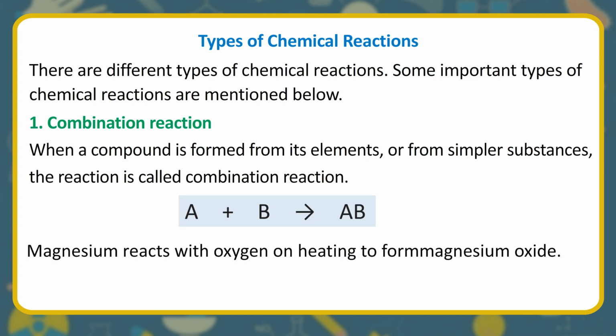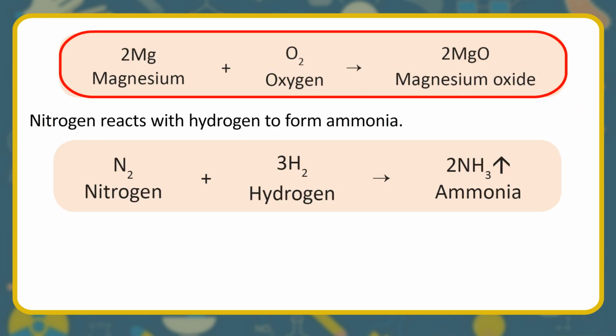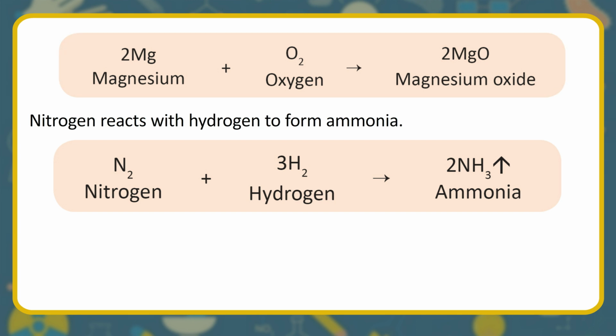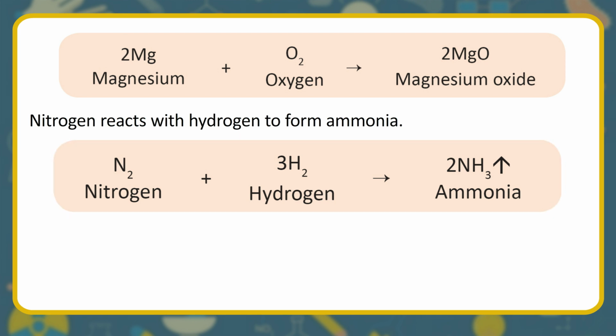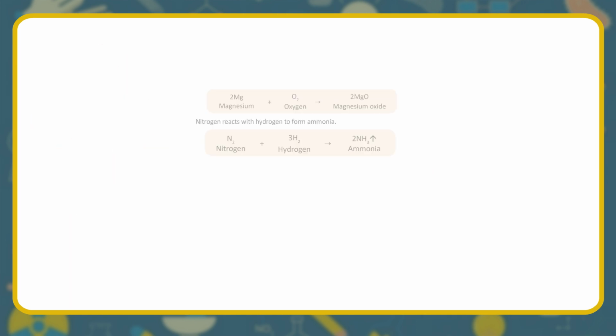Magnesium reacts with oxygen on heating to form magnesium oxide. 2Mg, magnesium, plus O2, oxygen, gives 2MgO, magnesium oxide. Nitrogen reacts with hydrogen to form ammonia. N2, nitrogen, plus 3H2, hydrogen, gives 2NH3, ammonia.